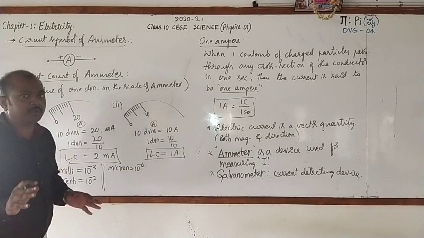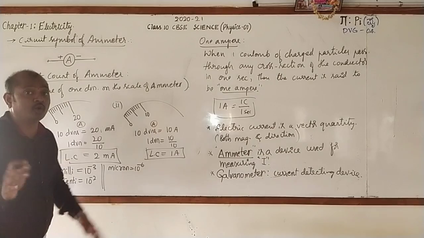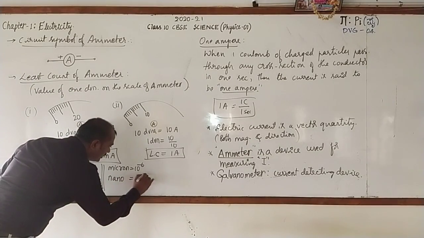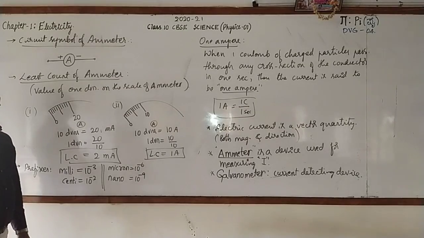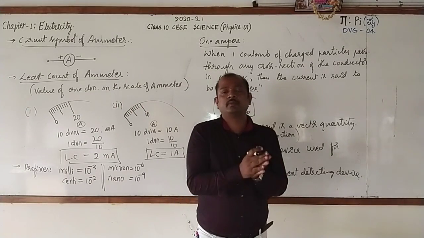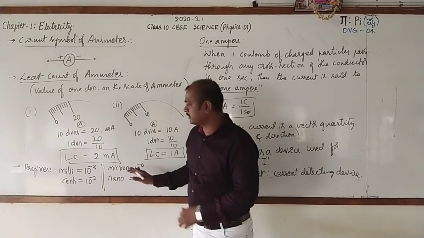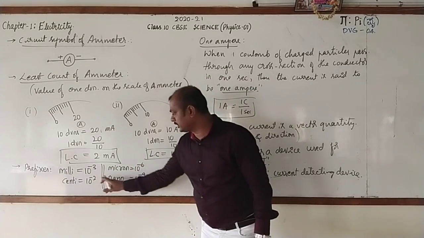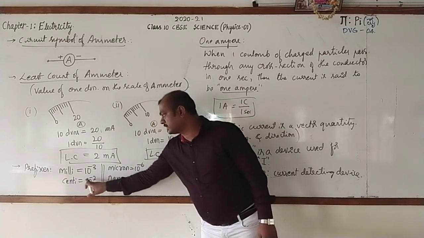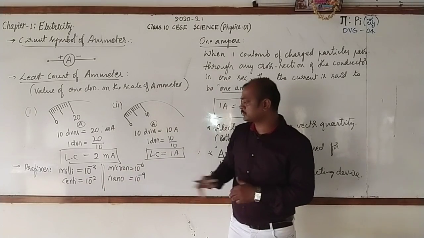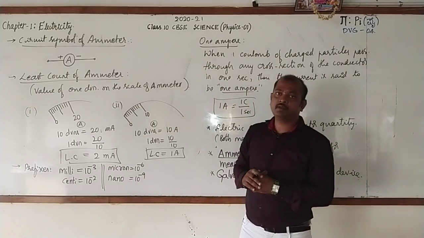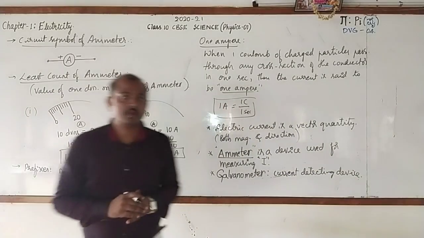You are also very familiar with the word nano. Nano is 10 raised to the power minus 9. Likewise, angstrom, femto, pico, many are there. Just for the sake of knowledge, for this year you can remember up to here. Milli is 10 raised to the power minus 3, centi is 10 raised to the power minus 2, micro is 10 raised to the power minus 6, and nano is 10 raised to the power minus 9.